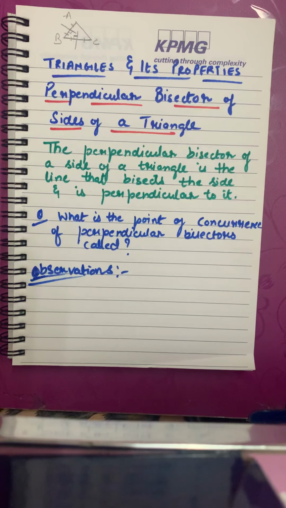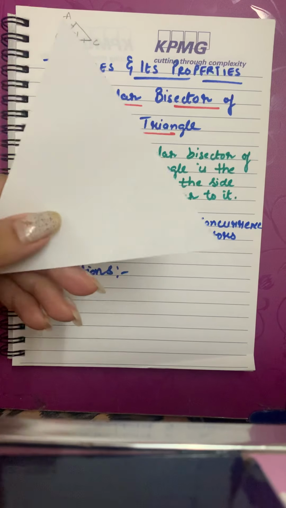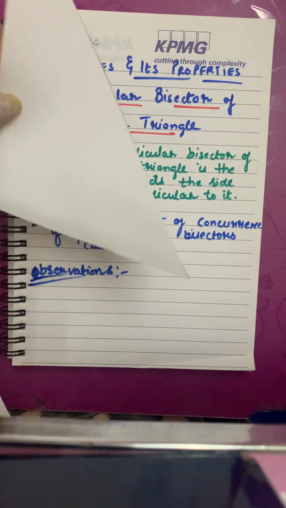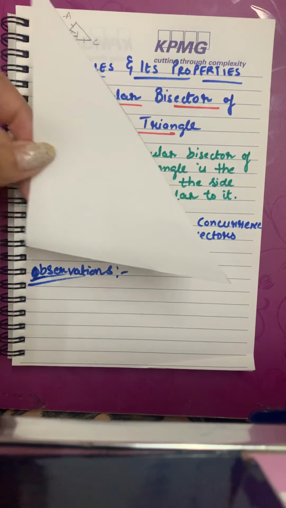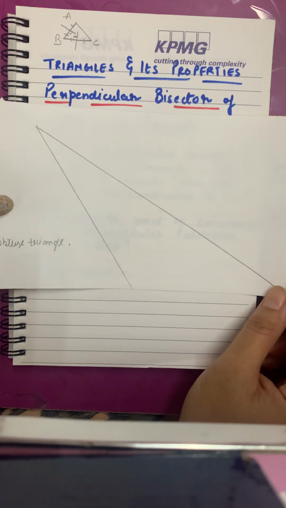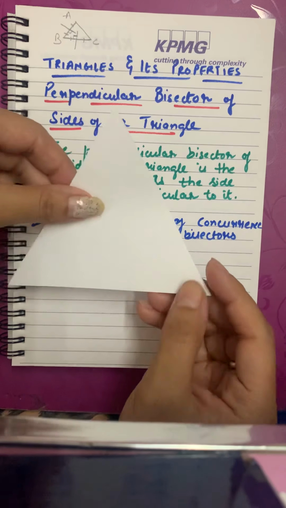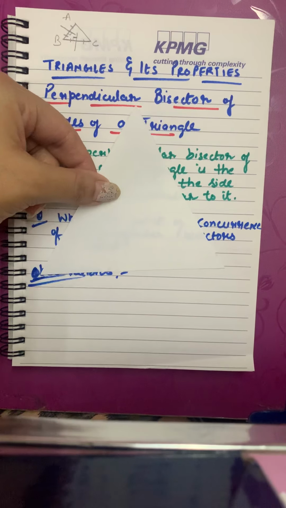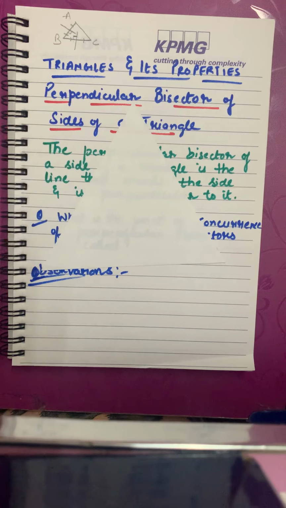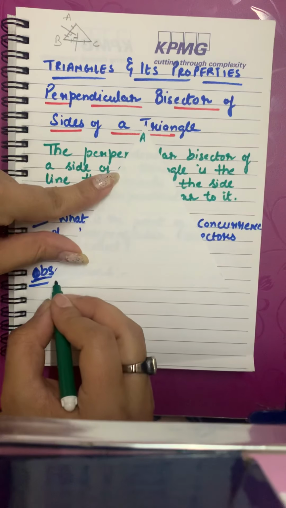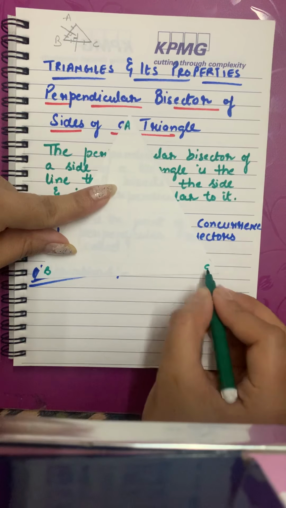To perform the activity, I have taken cutouts of three types of triangles. Here is the cutout of my acute angle triangle. Here I have a cutout of a right angle triangle, and here I have a cutout of an obtuse angle triangle. I will start performing the activity first with the acute angle triangle. I am going to name the vertices of this triangle. Let me name it as A, let me name it as B, and this one as C.